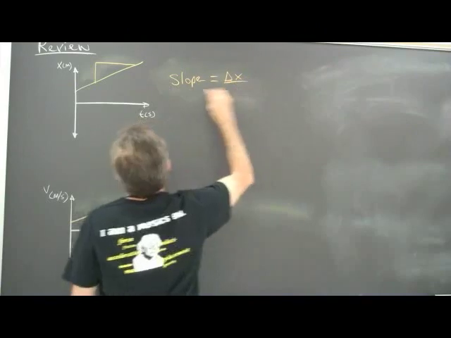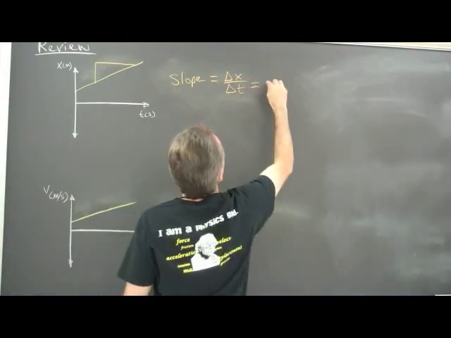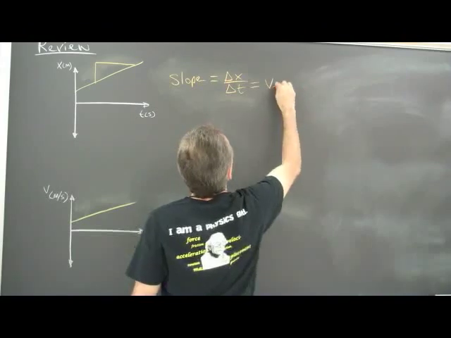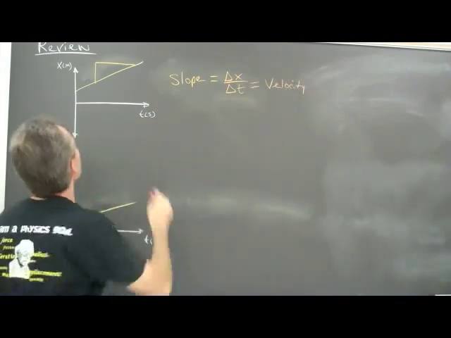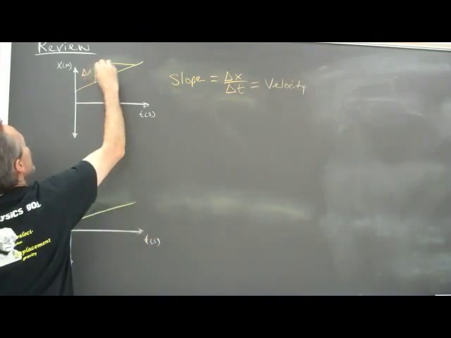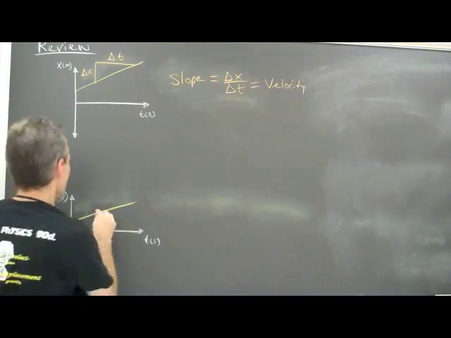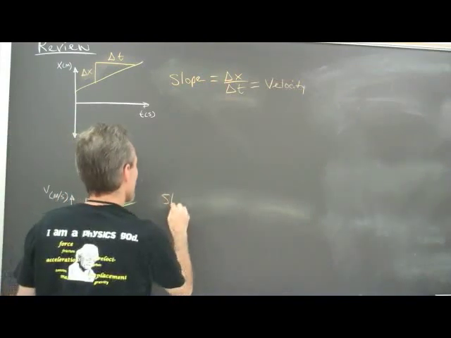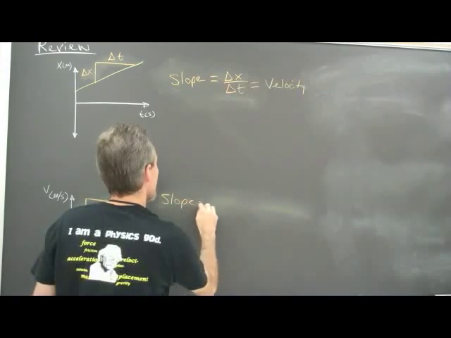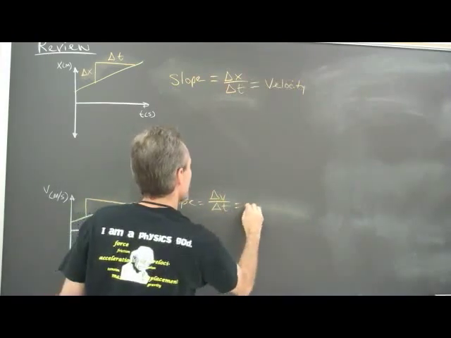of a position time graph is equal to velocity. So the change in position, delta x, over delta t, is defined as the velocity. That was the definition. Likewise, we found for a velocity time graph that its rise over its run, its slope, defined the acceleration.